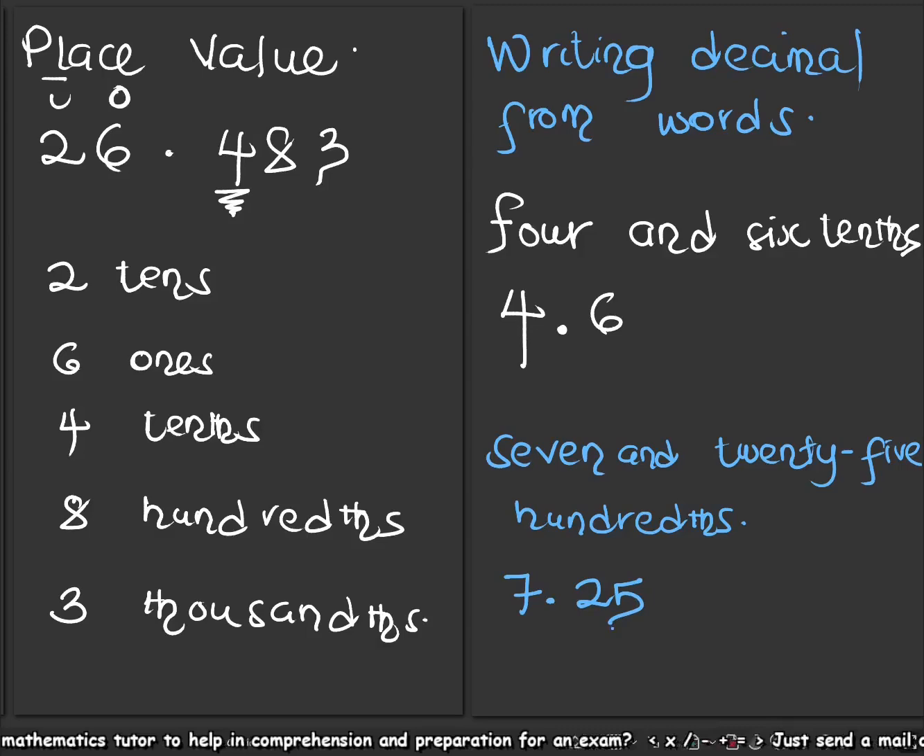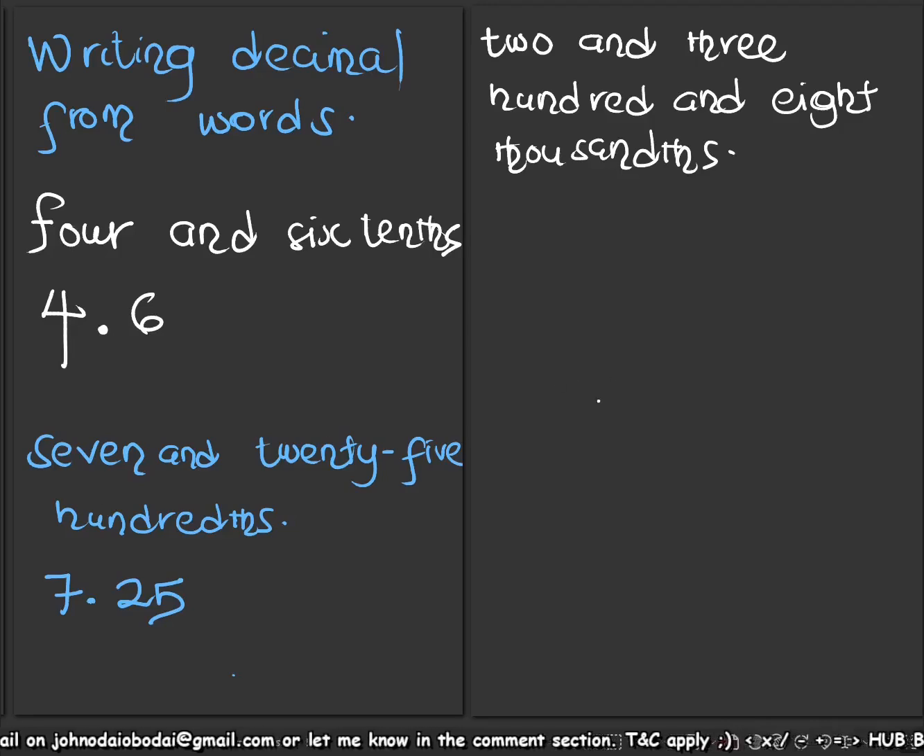But you remember from the previous one we did, if we were just to read this one, we would have said 7.25. But another way we could have read it is 7 and 25 hundredths. But you don't say 7 point 25 hundredths. So it's either 7.25 or 7 and 25 hundredths. You get it? Let's solve 2 more examples to establish our understanding.